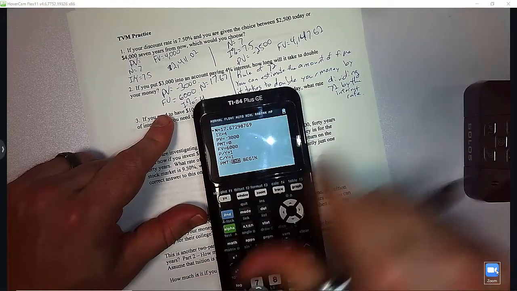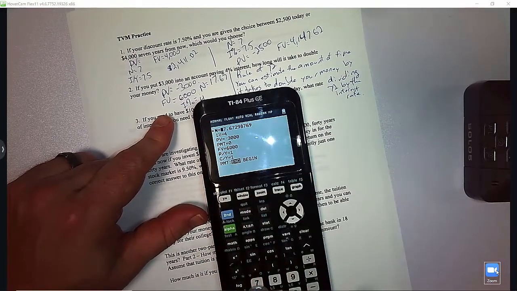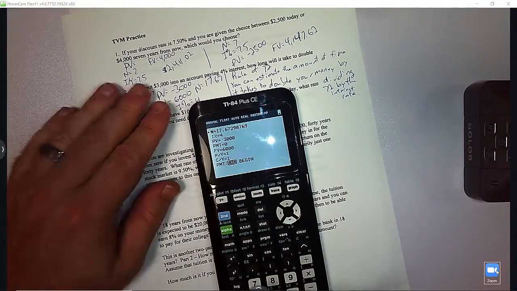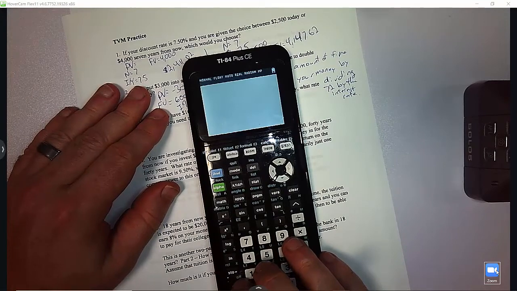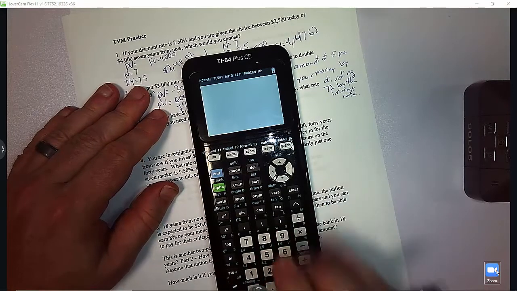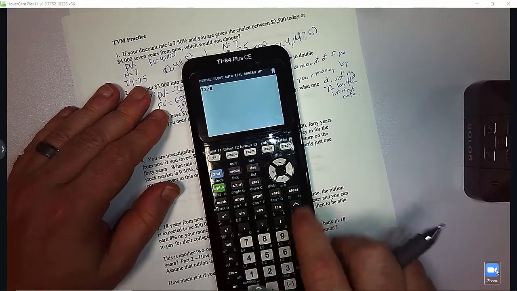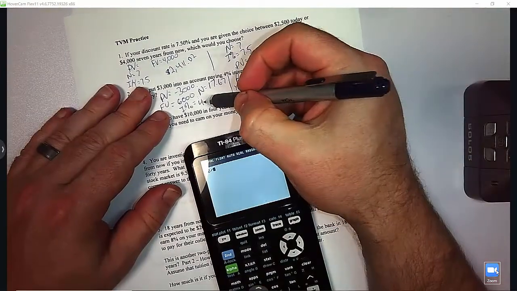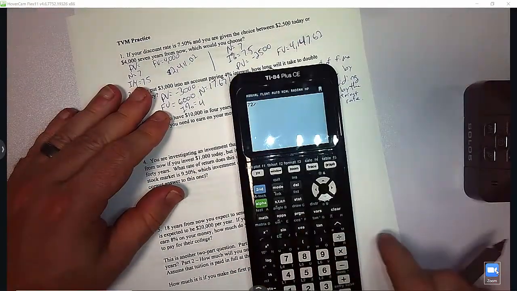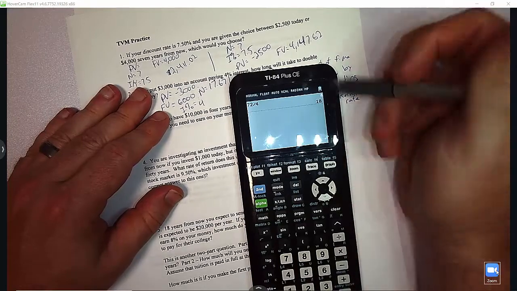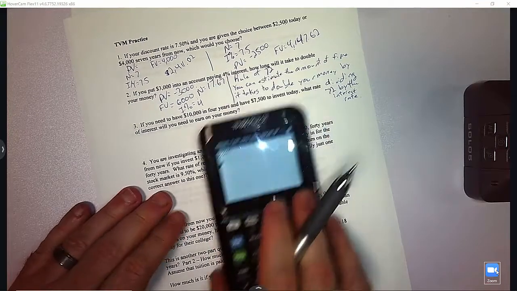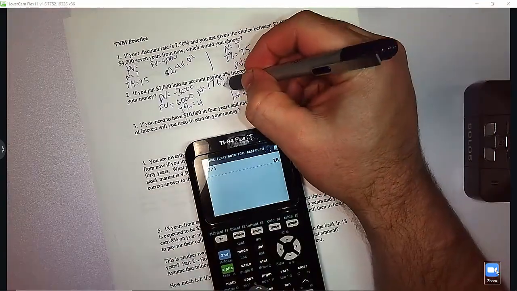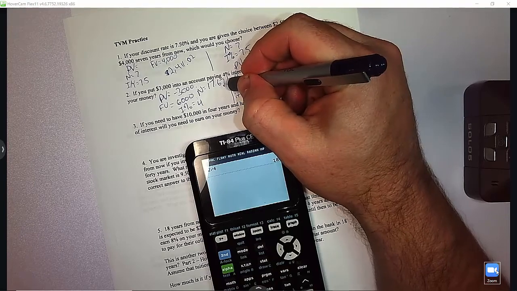So I'm going to get out of this area by pressing second, and then on again. And I'm just going to divide 72 by my interest rate as a whole number. 72 divided by 4 is equal to 18. So what this is saying is it would take approximately 18 years to double your money, which is actually pretty close to our more precise value of 17.67 years.